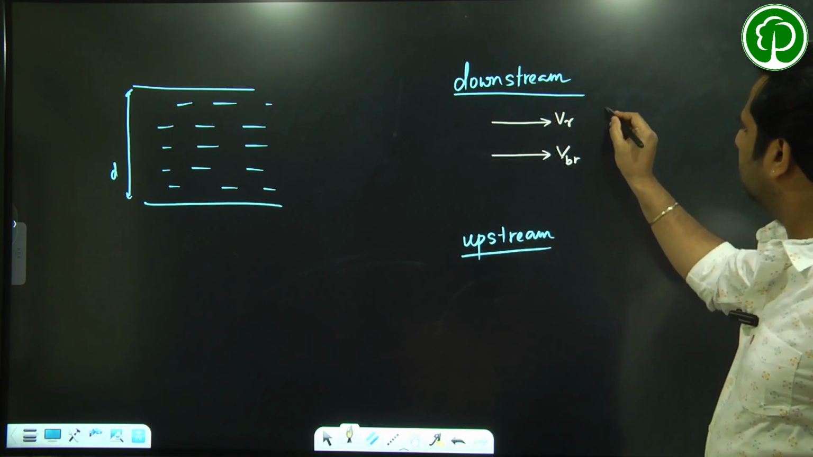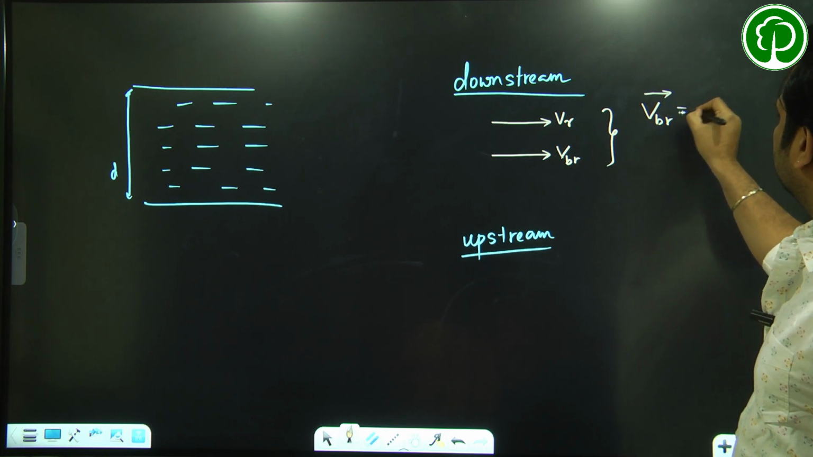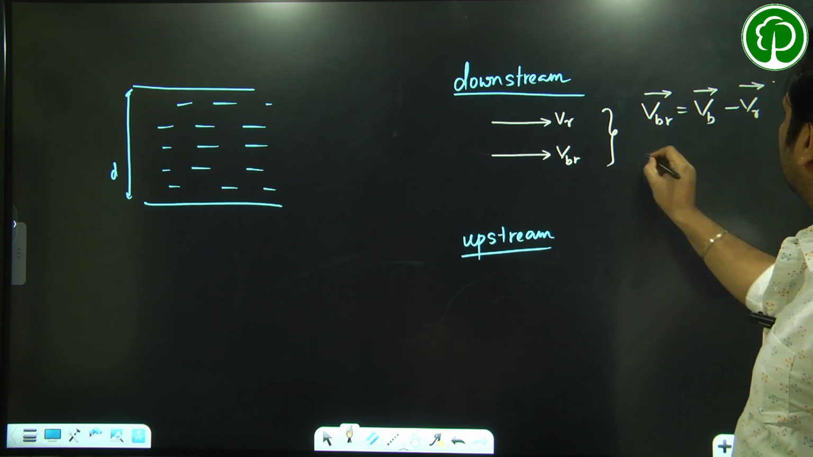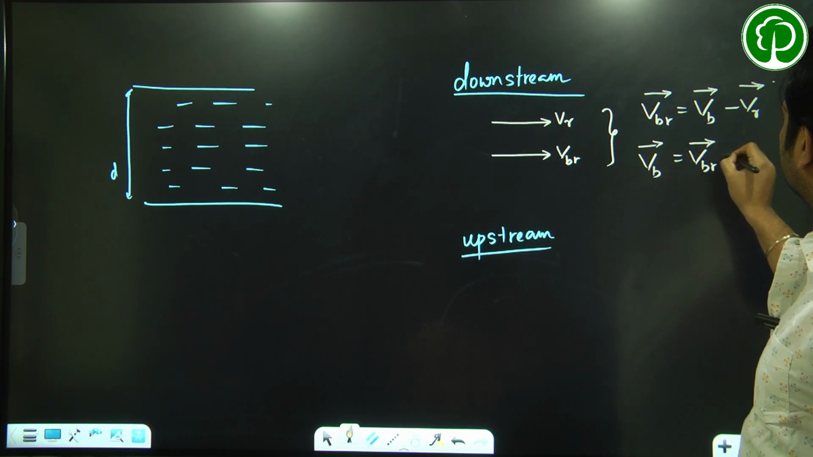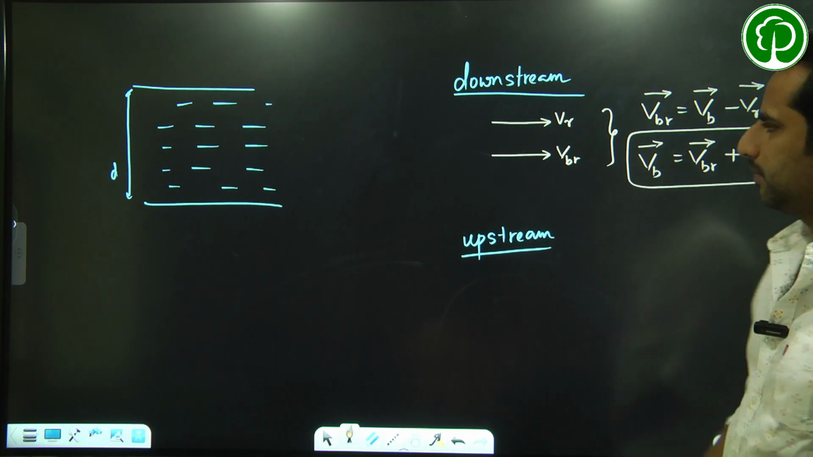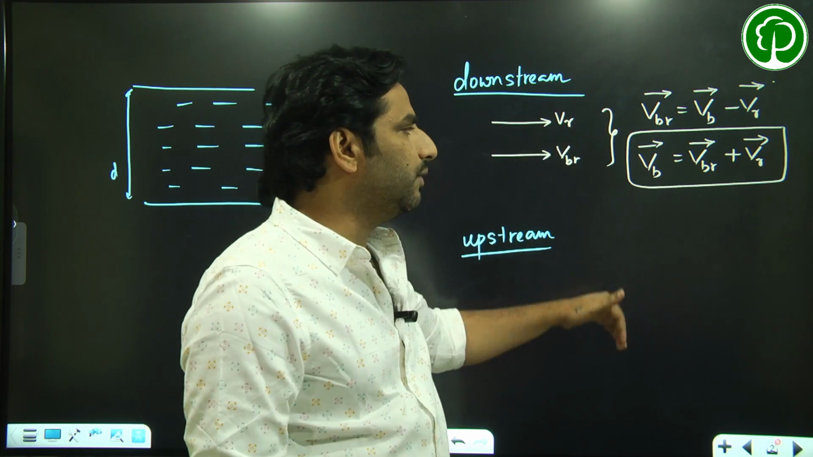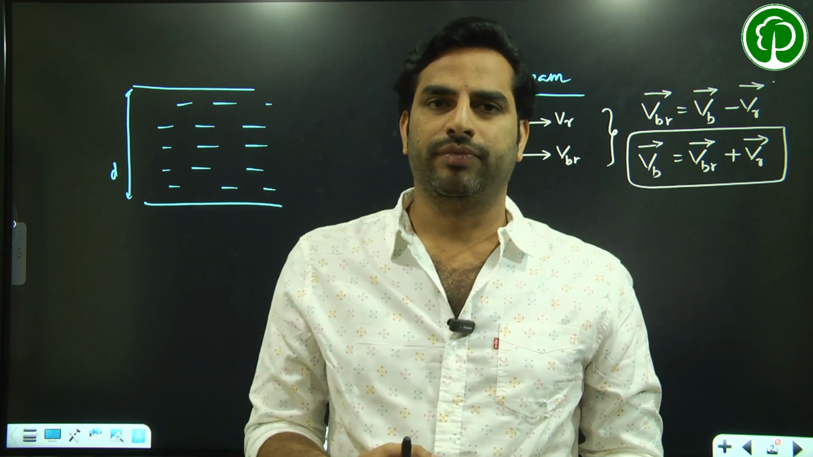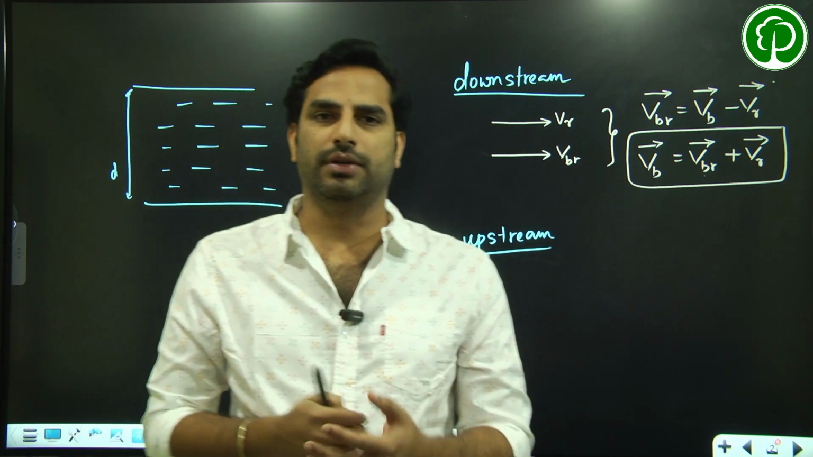So obviously, in this case, velocity of the boat with respect to river is velocity of the boat minus velocity of the river. So velocity of the boat is equal to velocity of the boat with respect to river plus velocity of the river. So this is the equation we generally use. For any riverboat problem, velocity of the boat as seen from the ground is what we need. We know the relative velocity. Relative velocity VBR is the capacity of the boat to move inside the river.